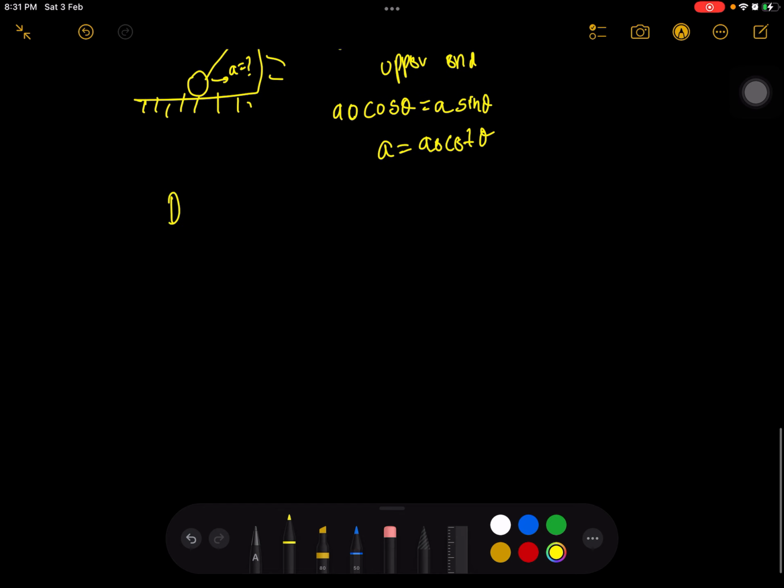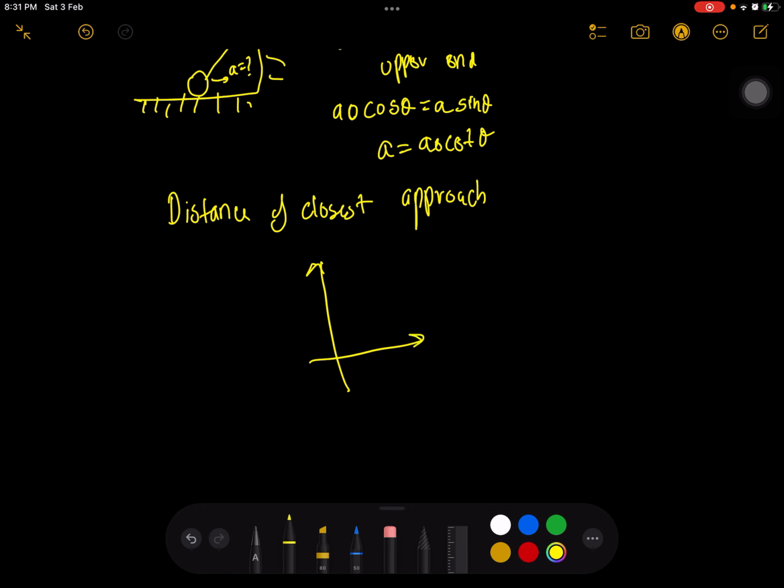Now we'll check the next concept, which is distance of closest approach. A ship A is sailing towards the northeast velocity. Okay, so the ship A is sailing with velocity 30 i cap and 50 j cap. A ship B is at a distance of 80 km per hour east and 150 km north.